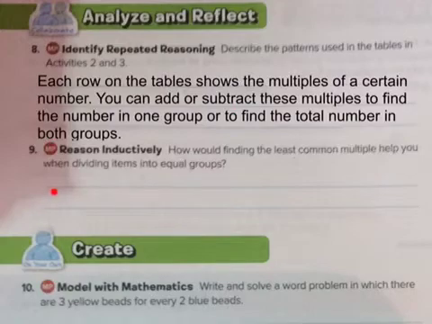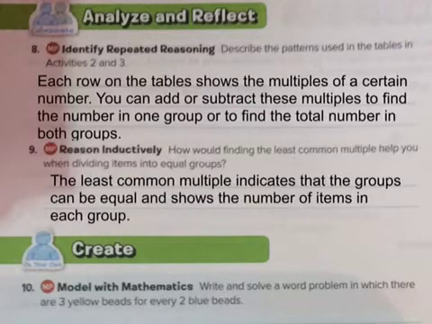I would say that the least common multiple helps you see that the groups can be equal, and it shows the number of items in each group. So what I'm trying to say is that it would give you a more proportional distribution. So go ahead and copy that down. You can pause now.